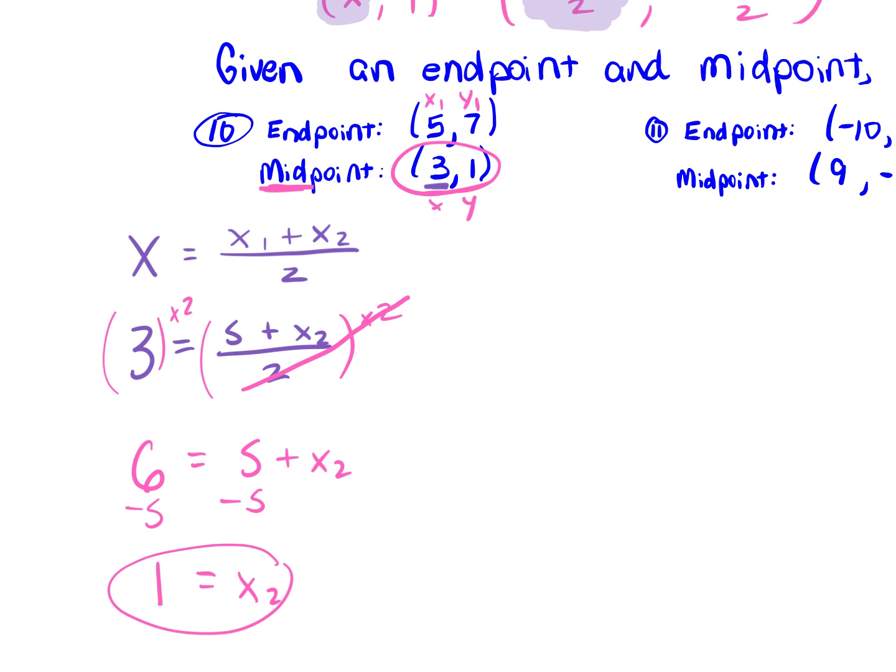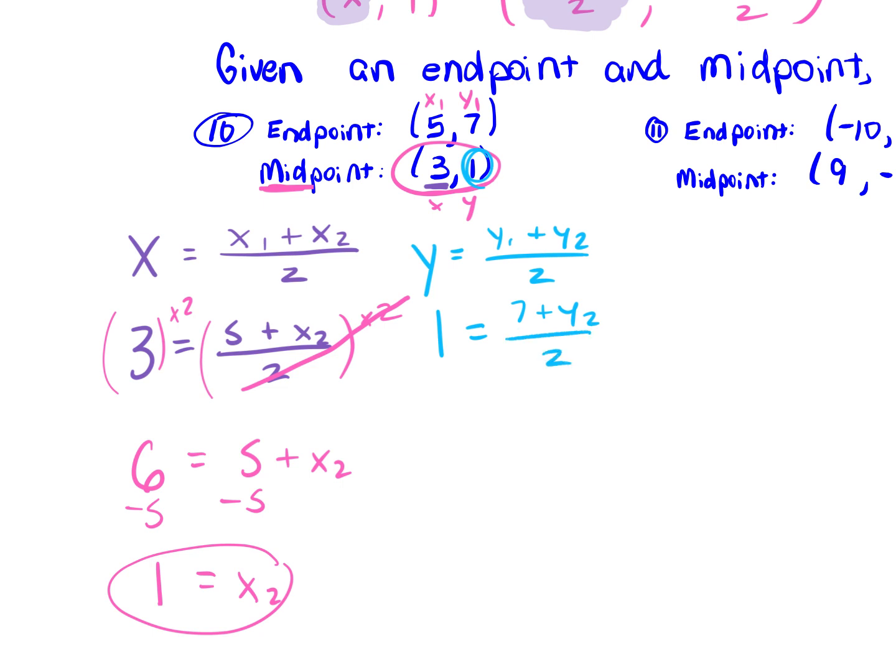We have to do the same thing to find the y value. So now we need to find the y. So we're going to say y is equal to y1 plus y2 over 2. What am I going to plug in for my y? 1, because the midpoint is 1 for the y. So 1 is equal to, what's our y1? 7 plus y2 over 2.